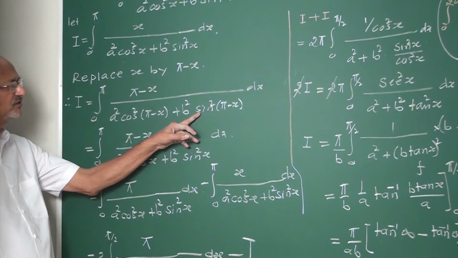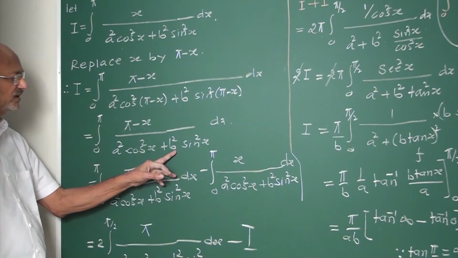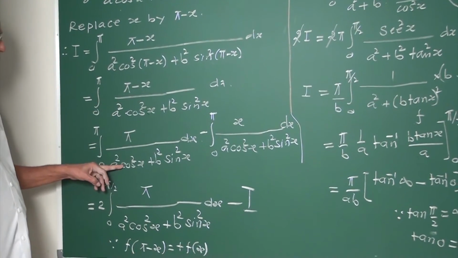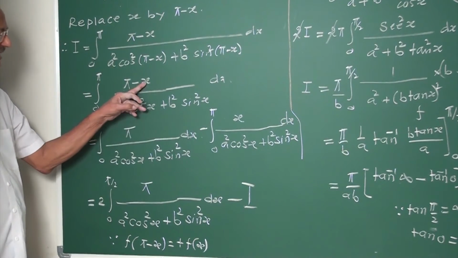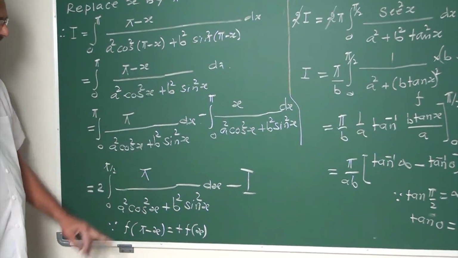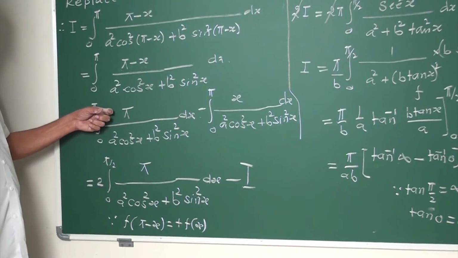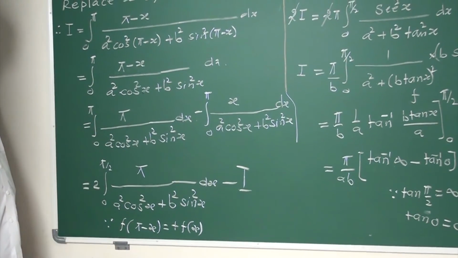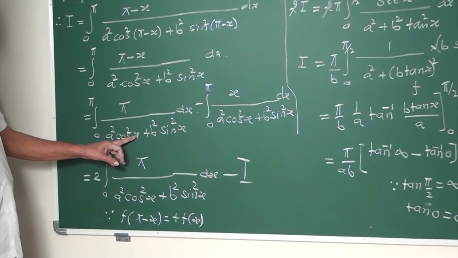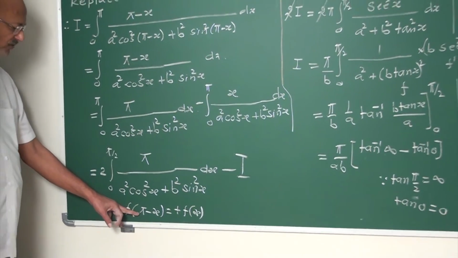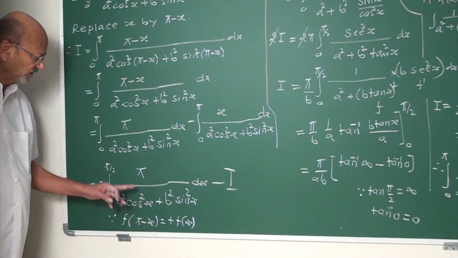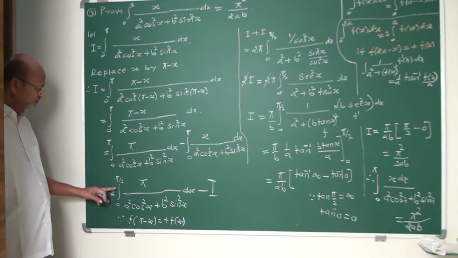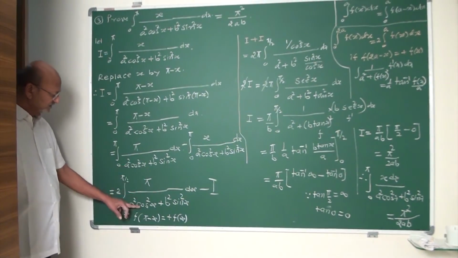But sin is positive in the second quadrant. It is b square sin square. Two integrals, pi upon this dx minus x upon denominator dx. We have to use what for this? If you replace your x by pi minus x, this f of pi minus x becomes plus fx. So it is 2 times integral 0 to pi by 2, pi upon this.